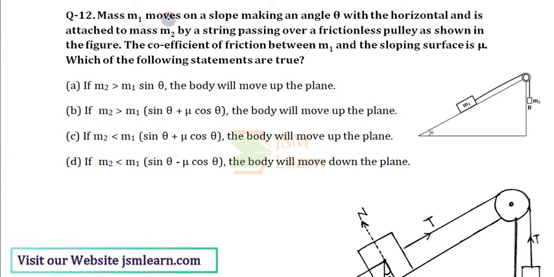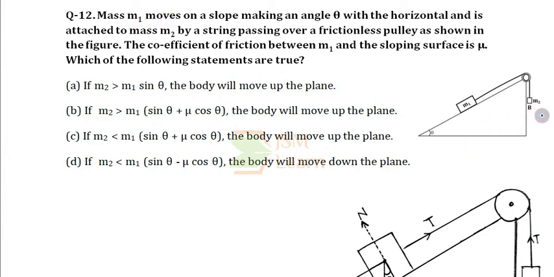So in the question they have provided that the M1 moves on this inclined plane having the inclination theta, and it is connected by a string passing through the frictionless pulley with the block M2, with mass M2. Now they have also provided that the coefficient of friction between this M1 block and this inclined plane is given by mu. So, which of the following statements are true?